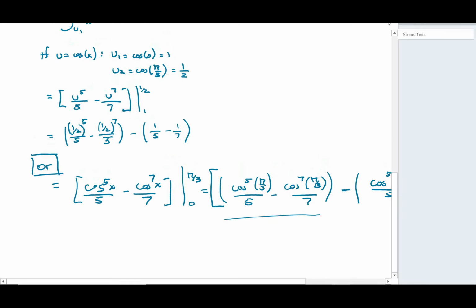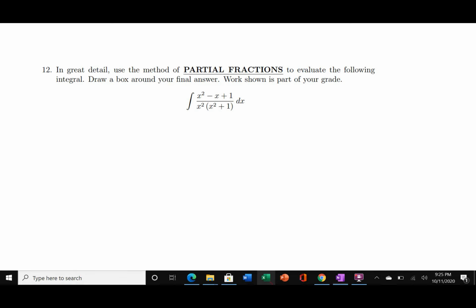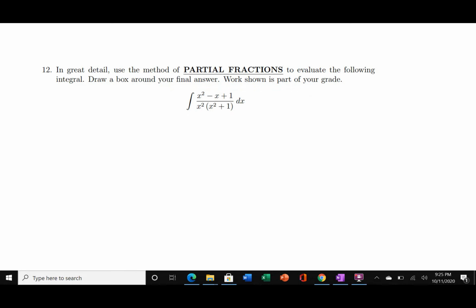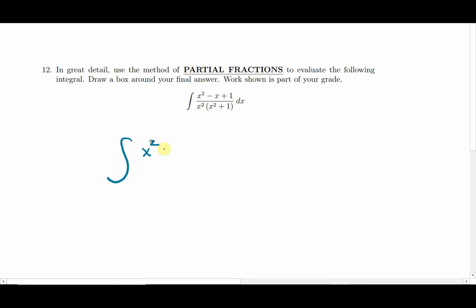So then the next problem says use the method of partial fractions to evaluate the following integral. Okay, so for this case, we have x squared minus x plus 1 divided by x squared times x squared plus 1. So for this case, we can take this integral.